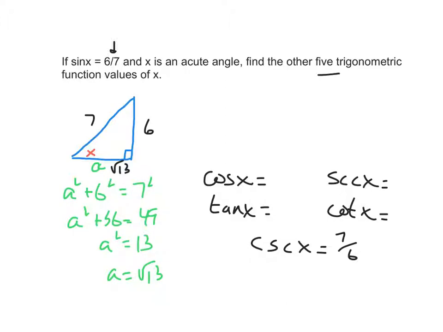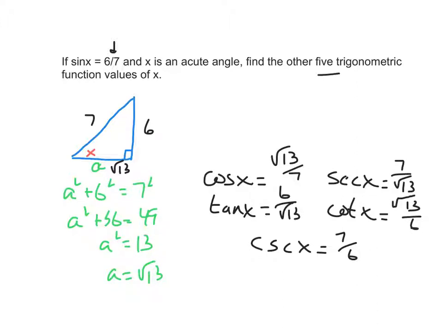Because we know all of that, we can find the other ones. So cosine of x, cosine is adjacent over hypotenuse, which is this. Tangent is opposite over adjacent, which is this. Now the other ones are reciprocals. The secant would be this, and cotangent would be this.